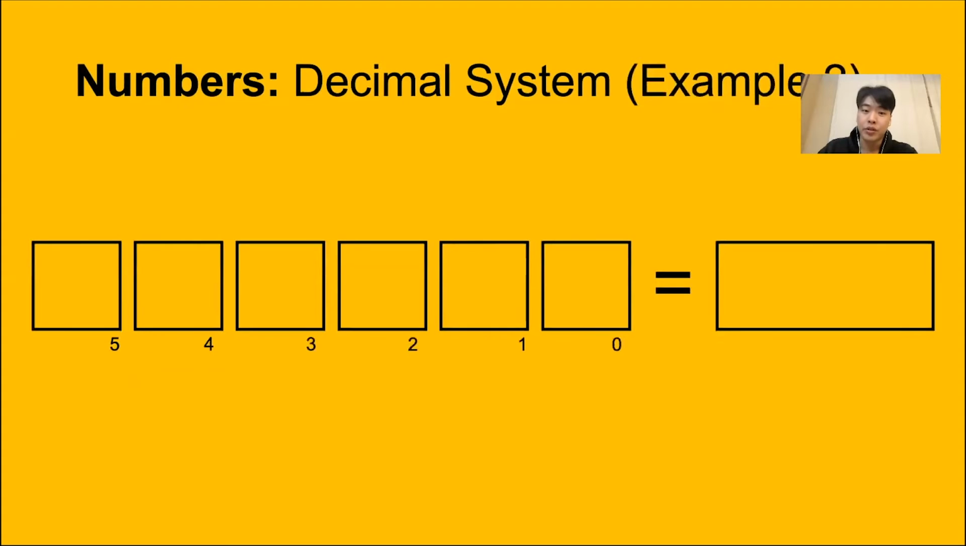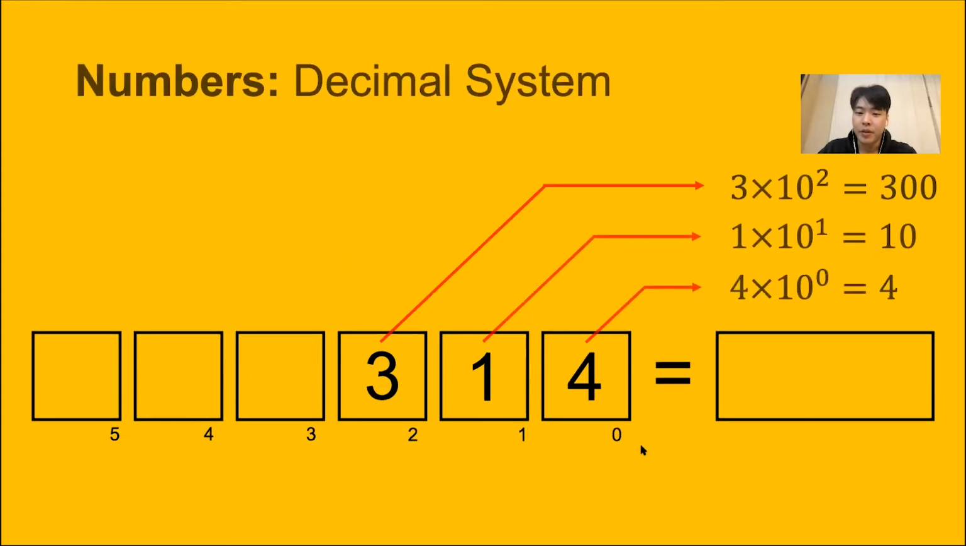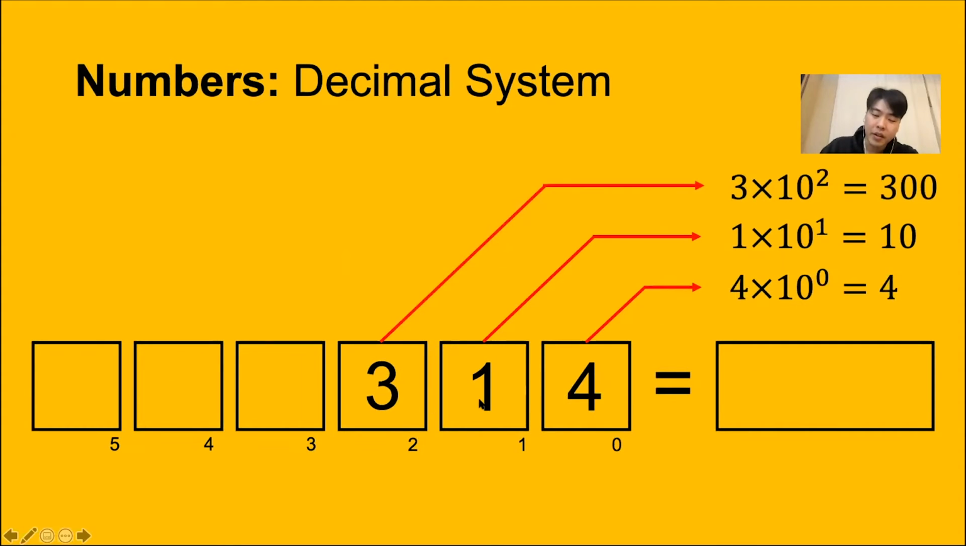Now, another example, let's use a bigger number, maybe 314. Let's do the same thing. We have 4 in the first place, 1 in the second place, and 3 in the third place. Notice that the exponents are always off by 1. So 3 here means what? We have 300. When we have 1 in the tens, that means we have 10. When we have 4 in the ones, that means we have 4. Combine them, you have 314. Now, this is obvious because everyone has learned this and everyone has been using it.